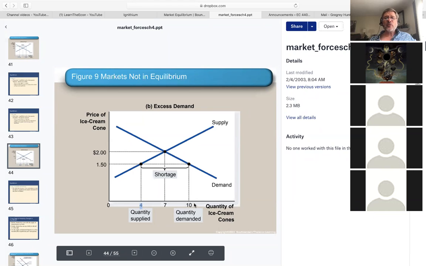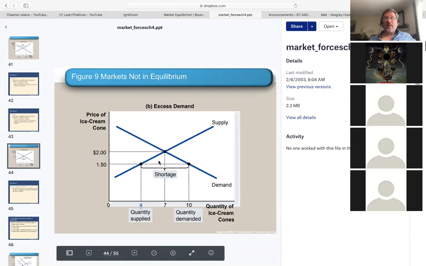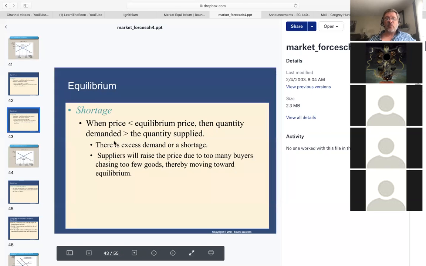And then those buyers will begin to compete. And absent some regulation mandating the price, they'll place upward pressure on the price. They'll begin bidding the price up. And so here's the analysis with a shortage.